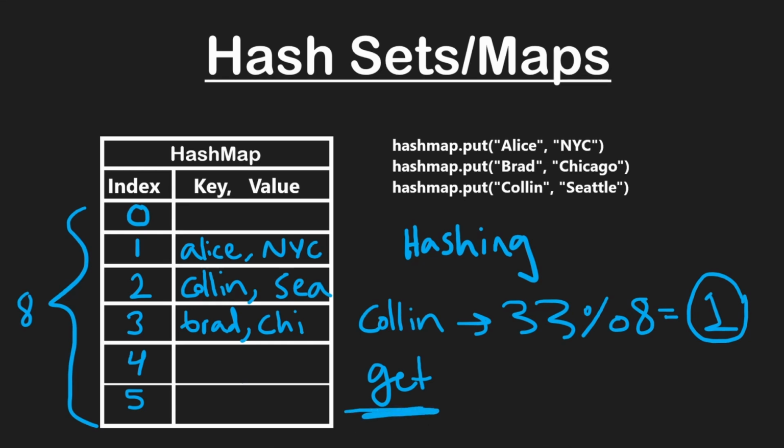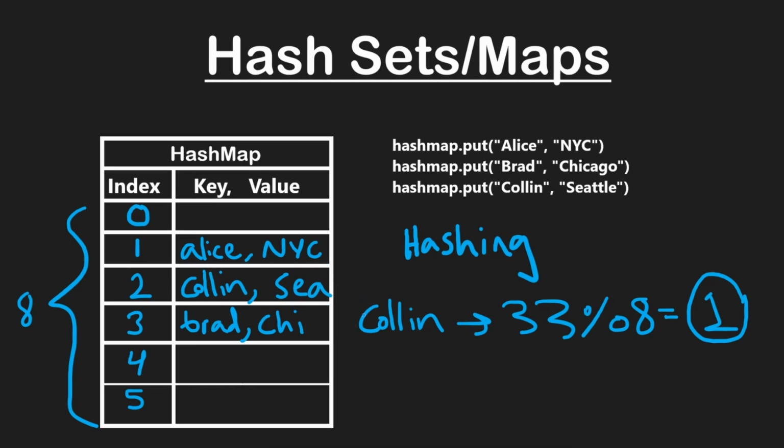Now, when we run get on Colin, we're looking for Colin. What city does Colin live in? We would compute the hash 33 mod 8. We would again get 1. We would see, well, this is not where Colin is. So if Colin exists, maybe they're at the next index. Maybe we open addressed this. So let's try the next index. We look at the key. Well, this is the same key we were looking for, Colin. So we found him, and the city he lives in is Seattle.